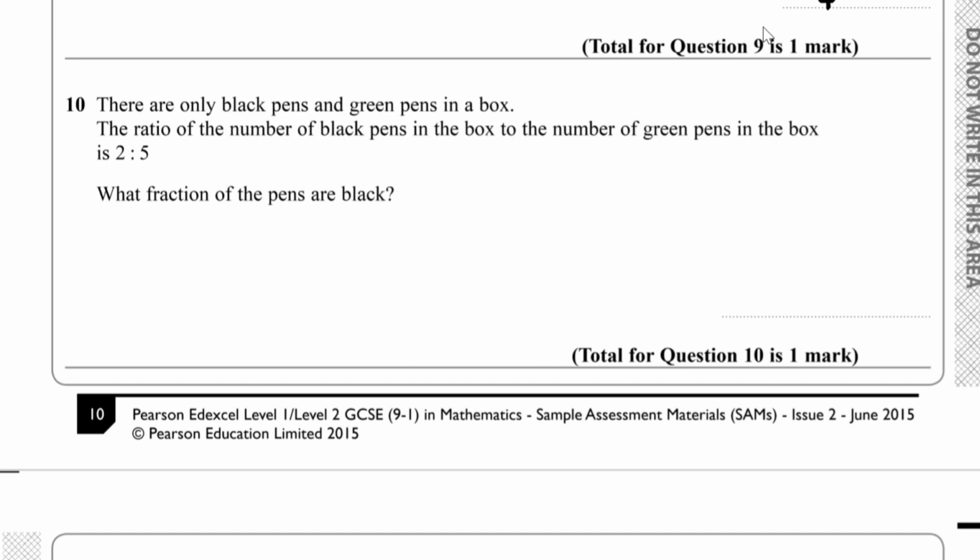Question 10. There are only black pens and green pens in a box. The ratio of the number of black pens to the number of green pens in the box is 2 to 5. What fraction of the pens are black? Well, 2 plus 5 tells us that there are 7 parts in total, and of these 7, 2 of them would be black. So the fraction of black pens is 2/7.